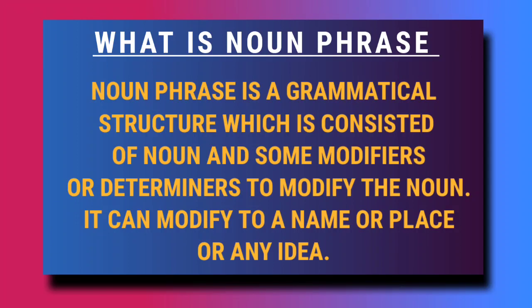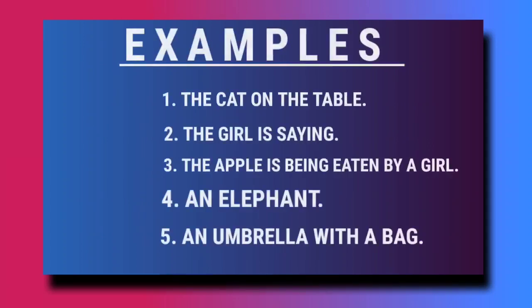Noun phrase is a grammatical structure which consists of a noun and some modifiers or determiners to modify the noun. It can modify a name or place or any idea in a sentence. For example, if I say the cat on the table, the girl is saying, the apple is being eaten by a girl, an elephant, and the last one an umbrella with a bag.